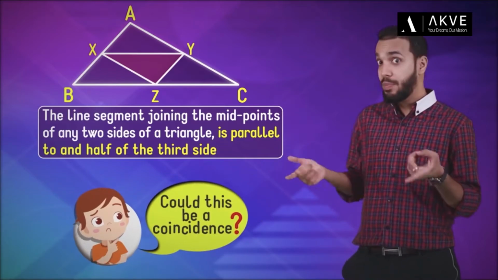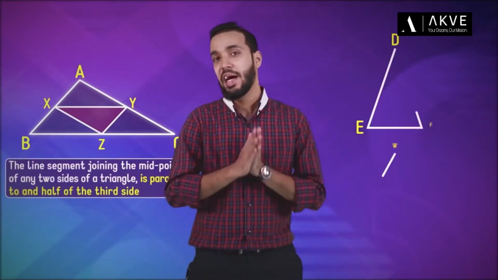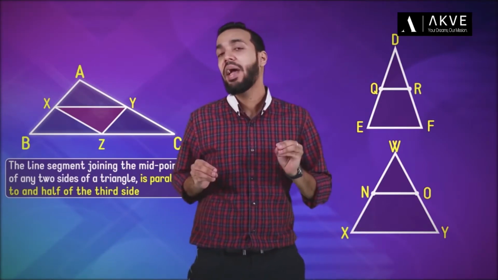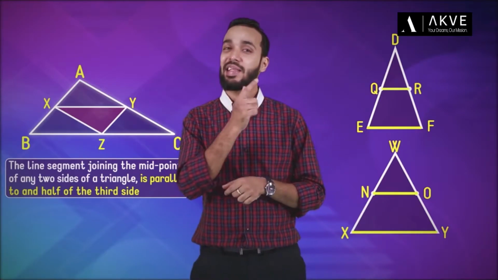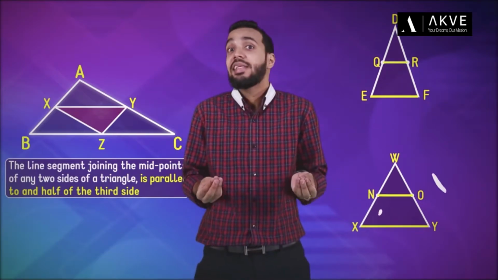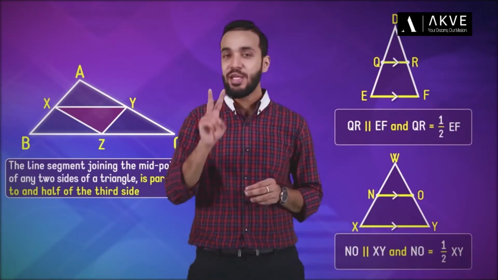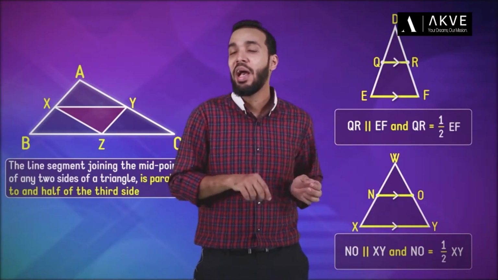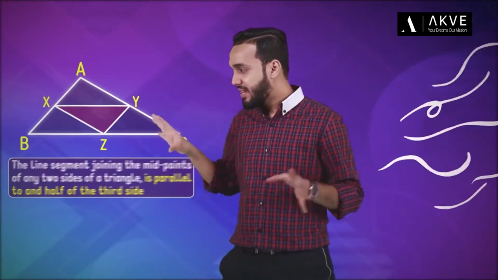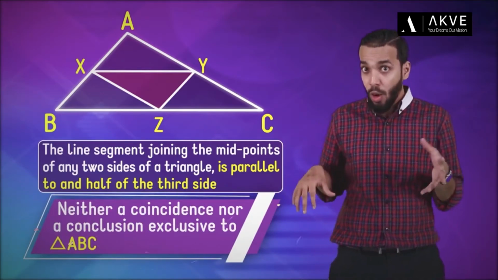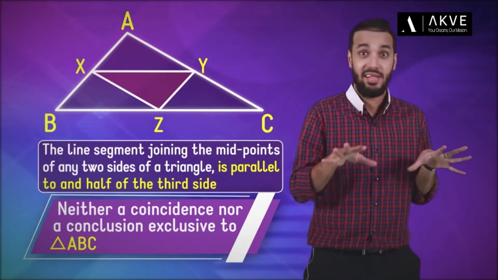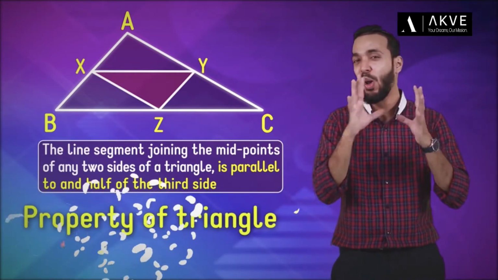Could this conclusion be a coincidence? Well, you can take a triangle of any type, join the midpoints of any two of its sides, and then compare that line segment with the third side. Each time you will arrive at the same conclusion. That is, the line segment joining the midpoints of any two sides of a triangle is parallel to and also half of the third side. So now we can confidently say that this is not a coincidence or a conclusion that is exclusive only to this triangle ABC. There is actually a property that applies to all triangles.